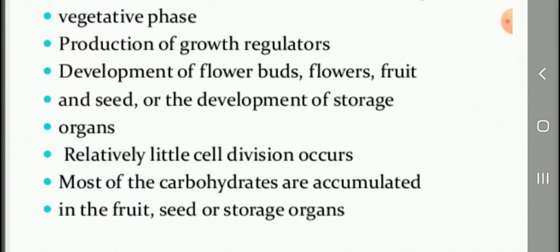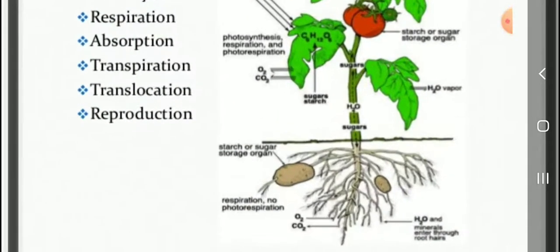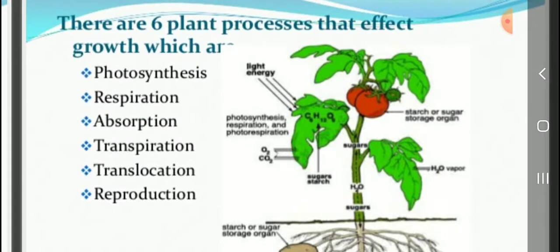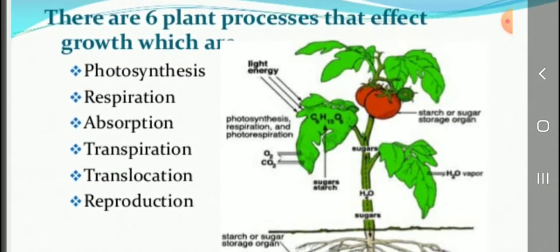Relatively little cell division occurs. Most of the carbohydrates are accumulated in fruits, seeds or storage organs. Listen, students, there are the 6 plant processes that affect growth: photosynthesis, respiration, absorption, transpiration, translocation, then reproduction. So there are the 6 plant processes.